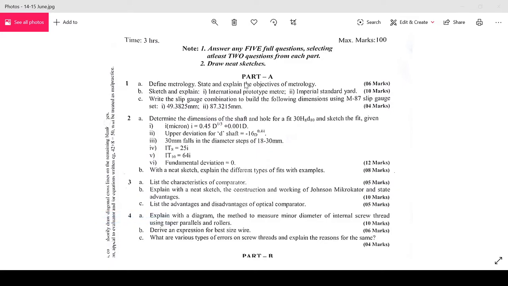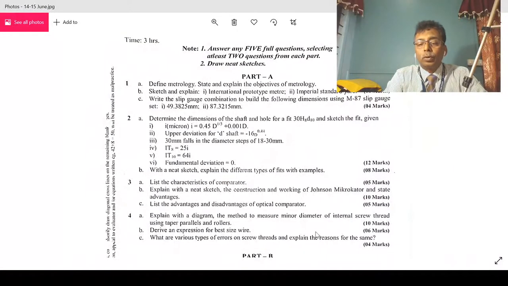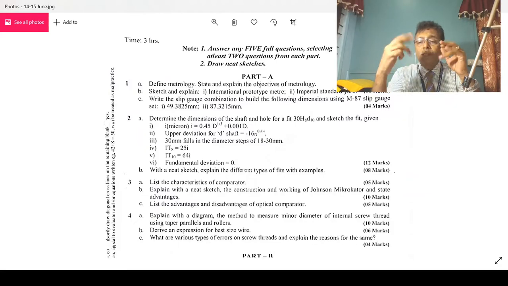Now again, let us see what are the other questions. Okay, good. Next question. We can build this. Please do. My important thing. Next part. Determine the dimensions of the shaft and the hole for 30H8D10 and sketch the fit.